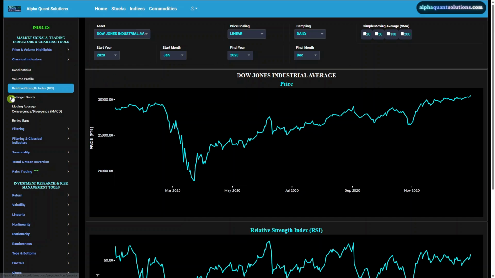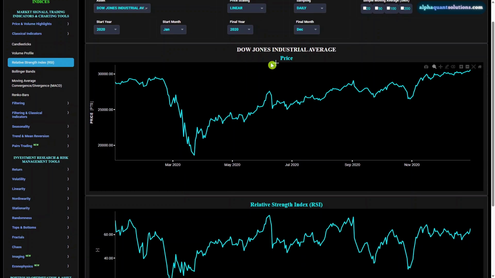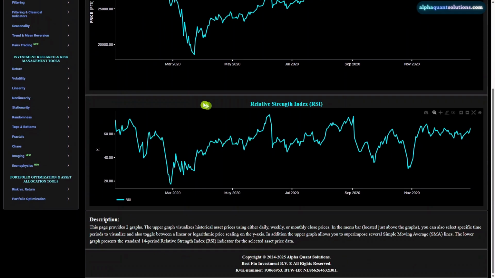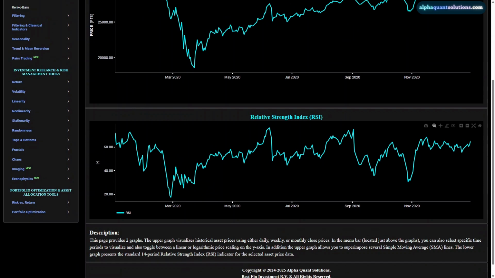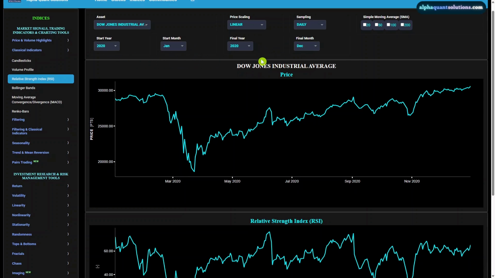So we first start by reviewing the Relative Strength Index page, or RSI. This page shows two graphs. The top one is basically the price action of the selected asset. The bottom graph is the RSI. In this case, we have selected the Dow Jones Industrial Average Index for the year 2020, between January and December.